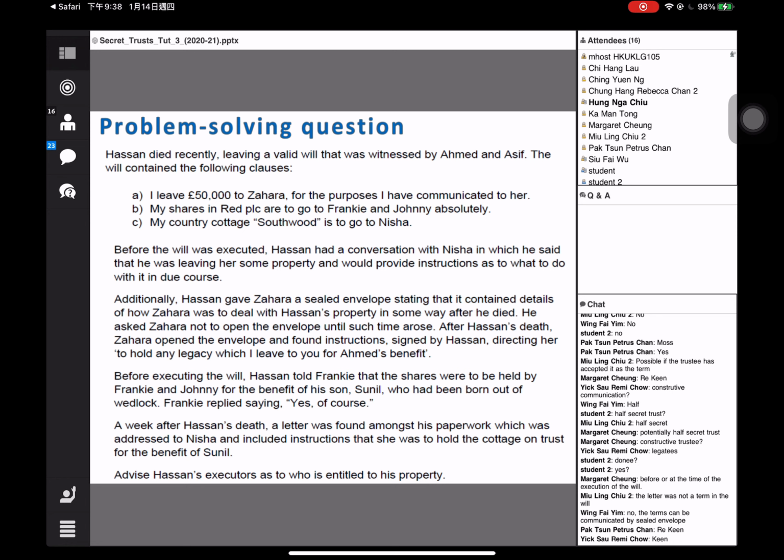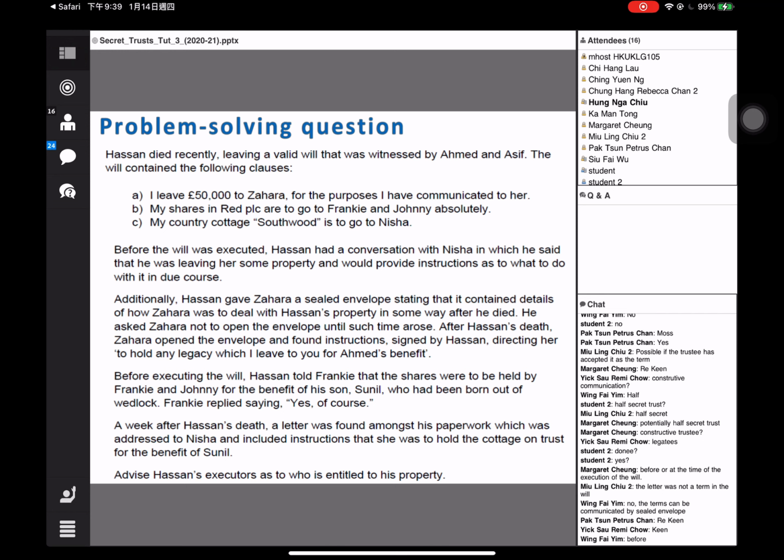So the next issue then, with regard to this, like a sub-issue if you like, is was the envelope handed to Zahara before or at the time of the execution of the will, or after the execution of the will? Which one was it? When was the sealed envelope handed to Zahara? Was it before or at the time of the execution of the will, or after? Before? Why do you say that? Where does it say that?